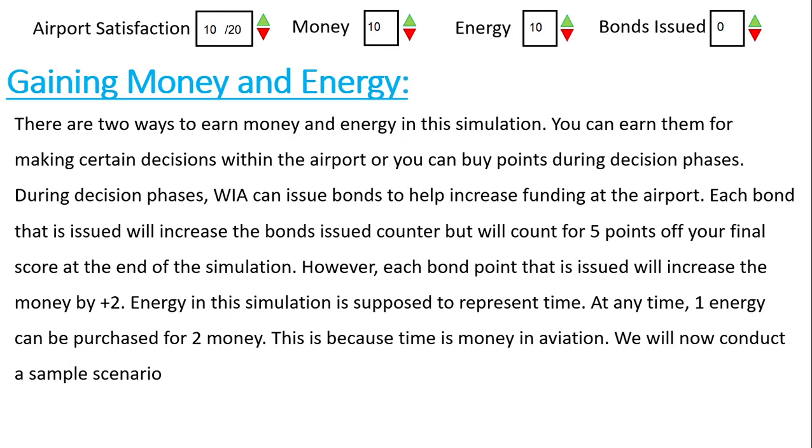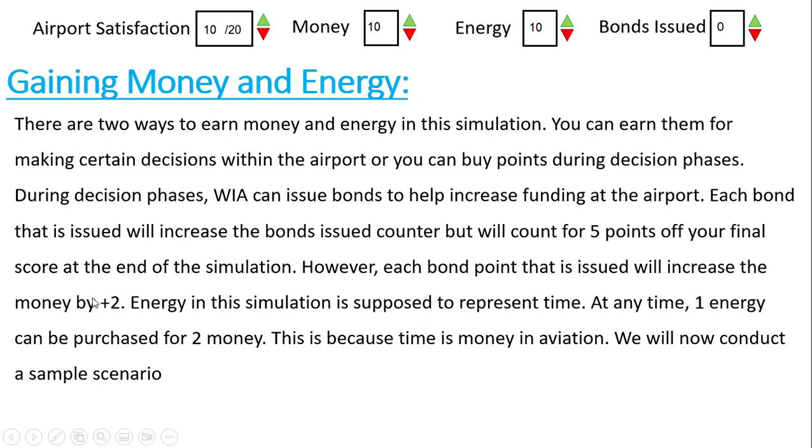During decision phases, Wilson International Airport can issue bonds to help increase funding at the airport. Each bond that is issued will increase the bonds issued counter, but will count off 5 points off your final score at the end of the simulation. This was never completed, but for a real simulation for students, we'd want to try and have them avoid issuing bonds.